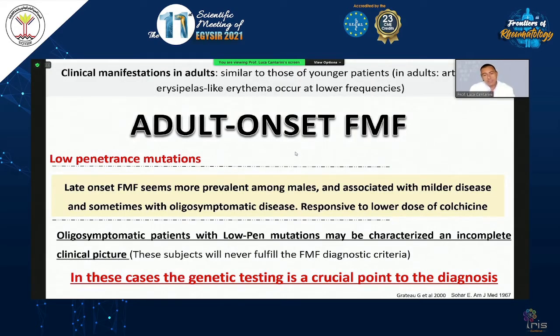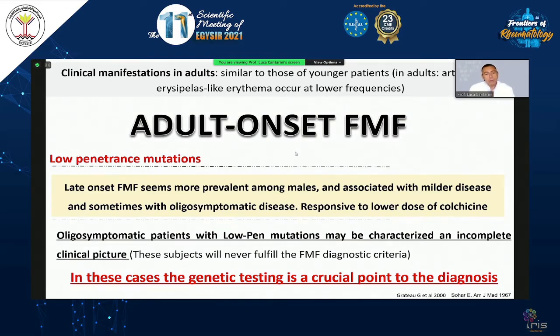The clinical manifestations during adulthood are similar to those of younger patients, but in adults, arthritis and skin rashes occur at lower frequencies. The delayed onset of FMF during adulthood is related to the presence of low penetrance mutations, and the delayed onset usually occurs in males more than in females, is associated with a milder disease course and sometimes also with an oligosymptomatic disease course. These patients usually are responsive to lower doses of colchicine.